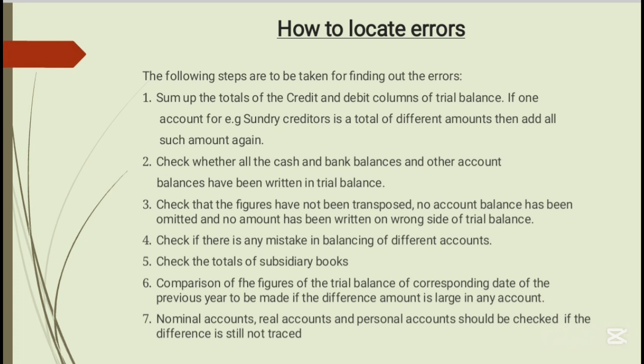4. Check if there is any mistake in balancing of different accounts. 5. Check the totals of subsidiary books. 6. Comparison of figures of the trial balance of the corresponding day of the previous year to be made if the difference amount is large in any account. 7. Nominal accounts, real accounts, and personal accounts should be checked if the difference is still not traced.